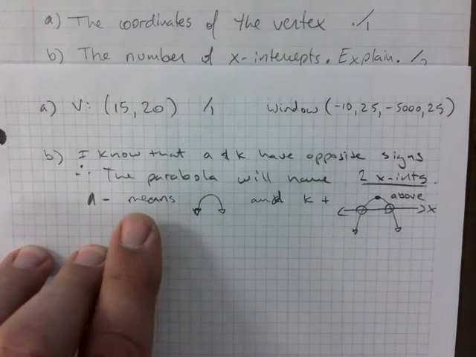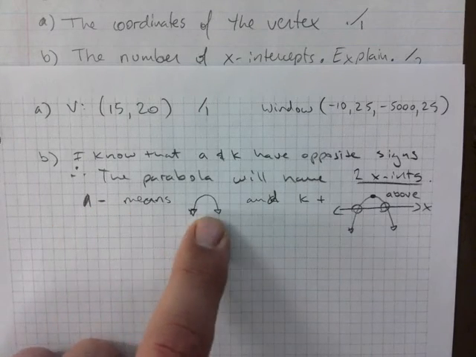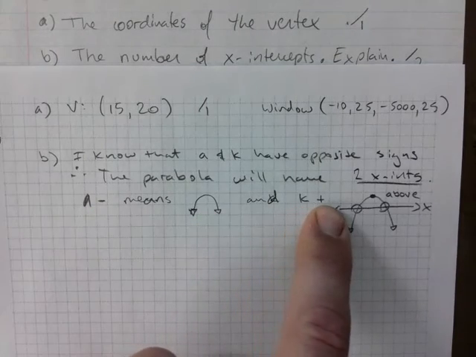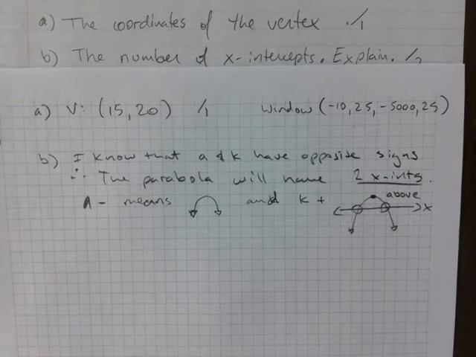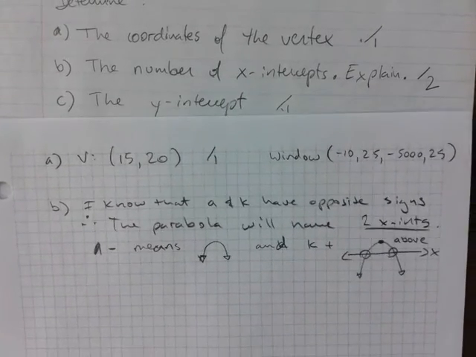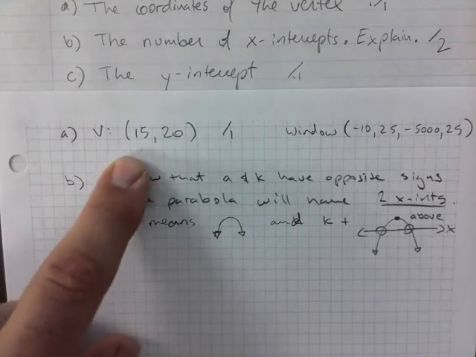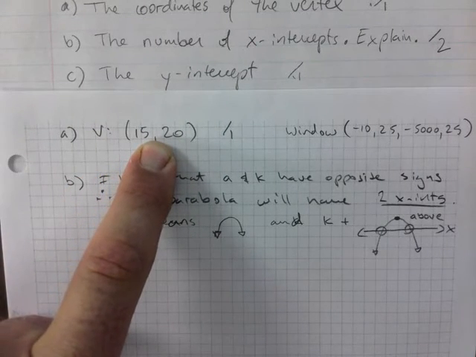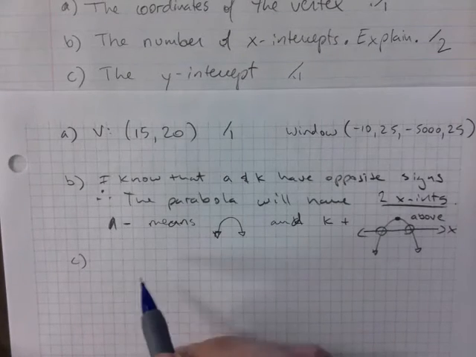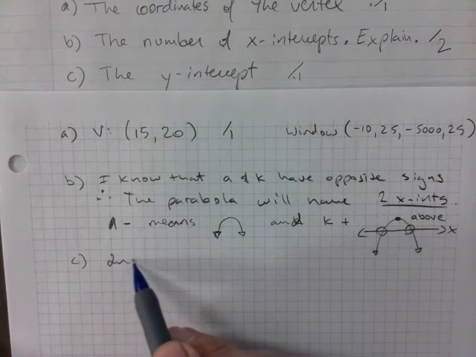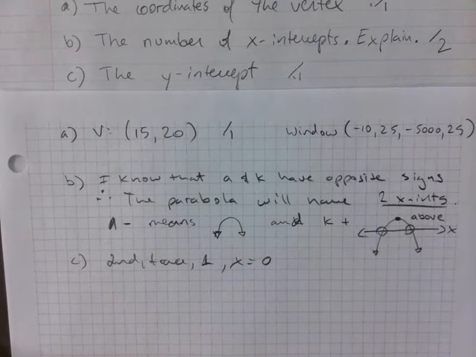But I would also like you to be very specific, like a negative a value means this, that it's pointing down, and a positive k value means that the vertex is above the x-axis, to get the full marks. C, the y-intercept. By the way, you could have found the vertex using the calculator. I wouldn't have known, right? Regardless, there it is. C, the y-intercept, that's second trace 1, x is equal to 0, right?